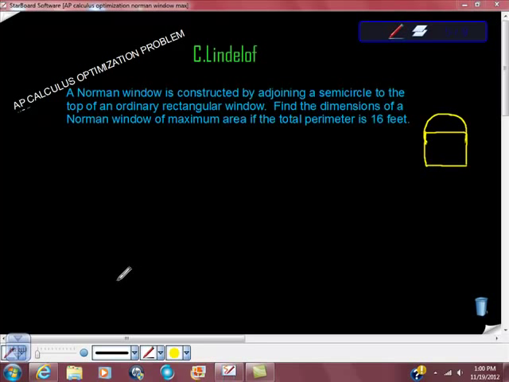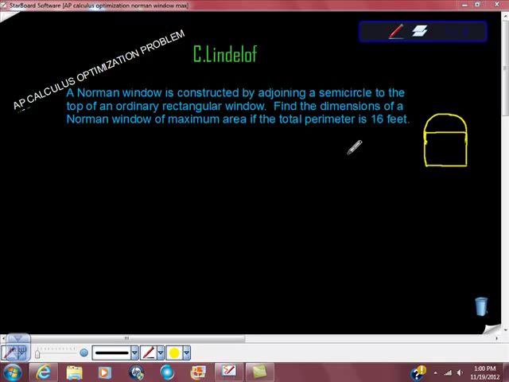All right, I thought we'd give a good attempt at this AP Calculus optimization problem. It says a Norman window is constructed by adjoining a semicircle to the top of an ordinary rectangular window. Find the dimension of a Norman window of maximum area if the total perimeter is 16 feet.